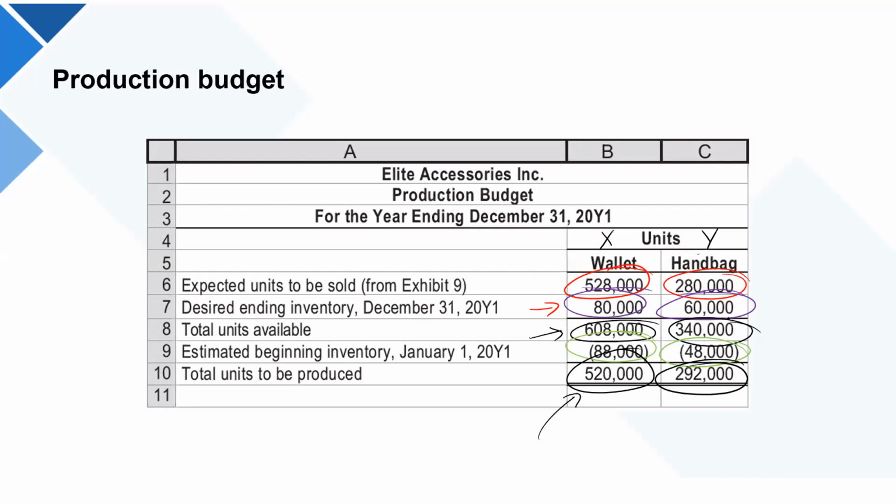But I have a question. Why in the estimated beginning inventory are they negative? Because you are subtracting it. Okay. So it's negative because if you add them up, it's 520. If this were positive, you just need to subtract it. It will be the same as saying 680 minus 88.